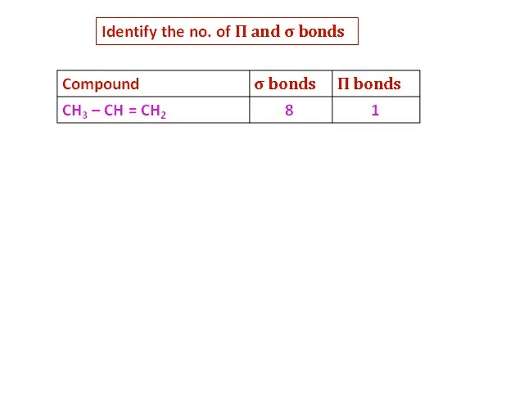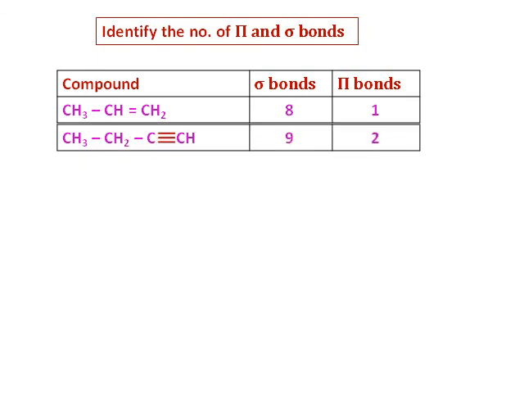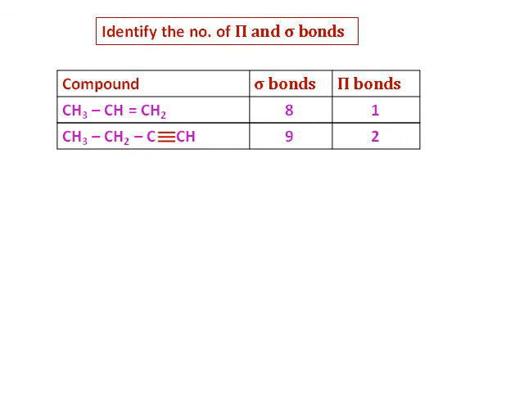I have 3 hydrogens attached to the first carbon, therefore 3. And there is 1 bond between the 2 carbons, 4. Then 1 hydrogen attached to the central carbon, 5. And then in the double bond, the lower bond is a sigma bond, 6. And then 2 hydrogens attached to the carbon on the right hand side. Therefore, there are a total of 8 sigma bonds. So this is the way you need to count for all the other molecules also. The next one has 9 sigma bonds and 2 pi bonds.